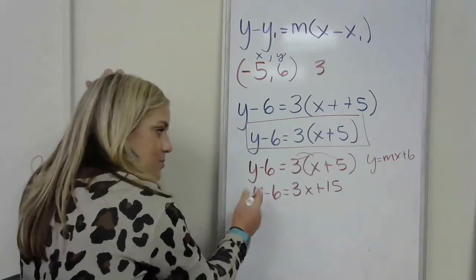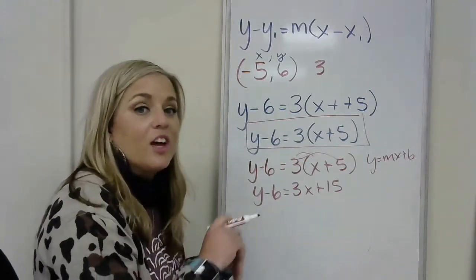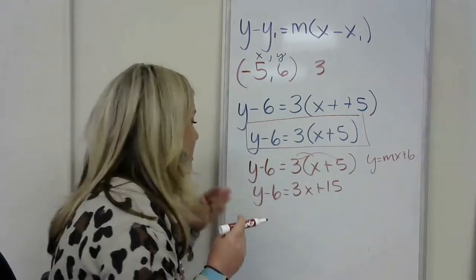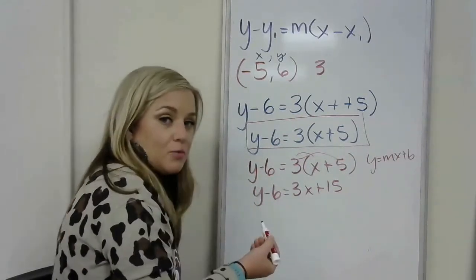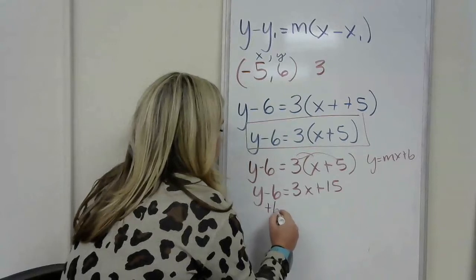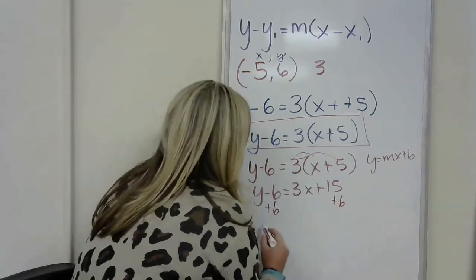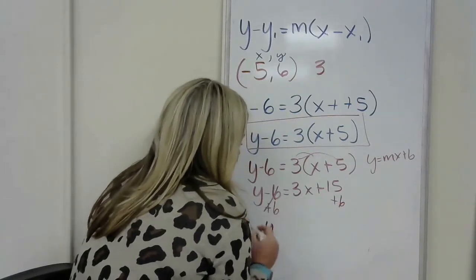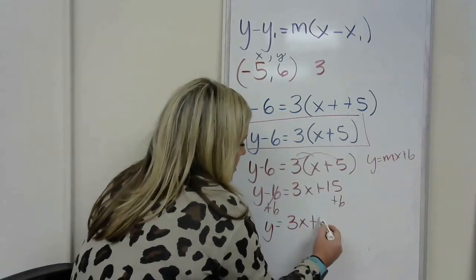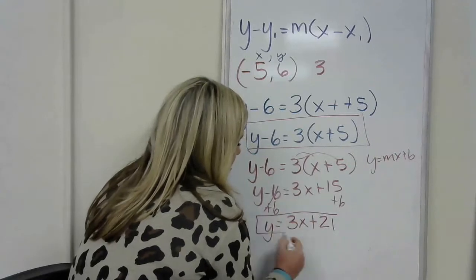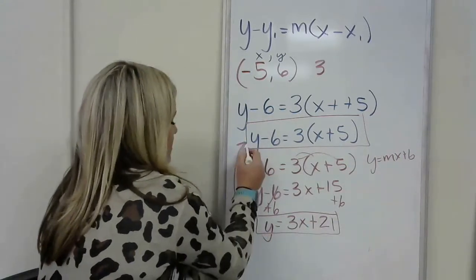All right, so now I got to get rid of this minus 6, and we know we have to undo it. And the only way to undo something is to do the opposite. The opposite of subtracting 6 is adding 6. Plus 6, plus 6. So then that becomes nothing. So y equals 3x plus 21. That is our y equals mx plus b. So here we go.